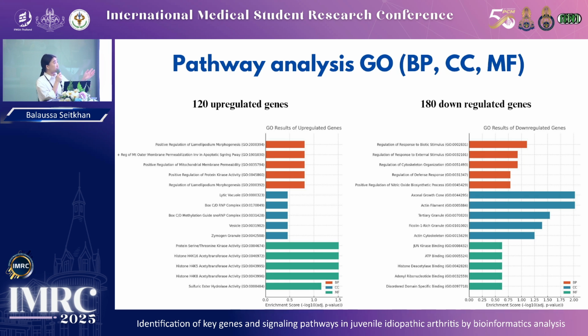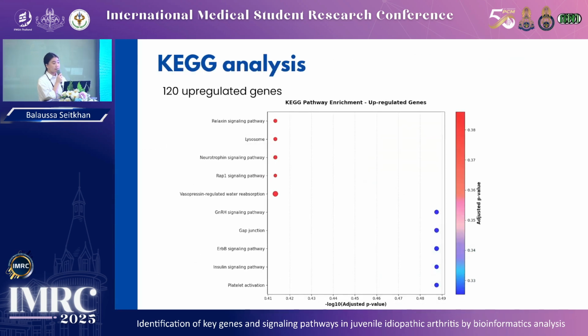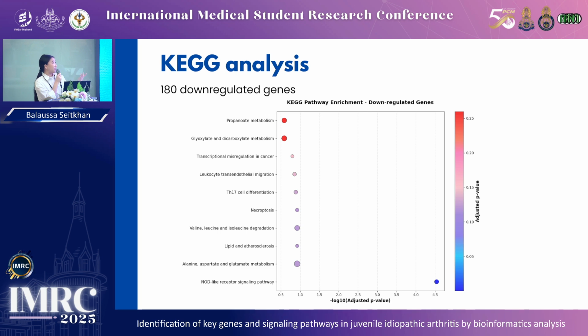In the first, gene ontology analysis, you can see that upregulated genes were enriched in cellular motility and stress survival, and downregulated genes showed suppression of immune response. Next is the KEGG analysis, and on this slide you can see that upregulated genes are strongly linked to hormonal signals and platelet activation, while downregulated genes are associated with metabolism pathways.